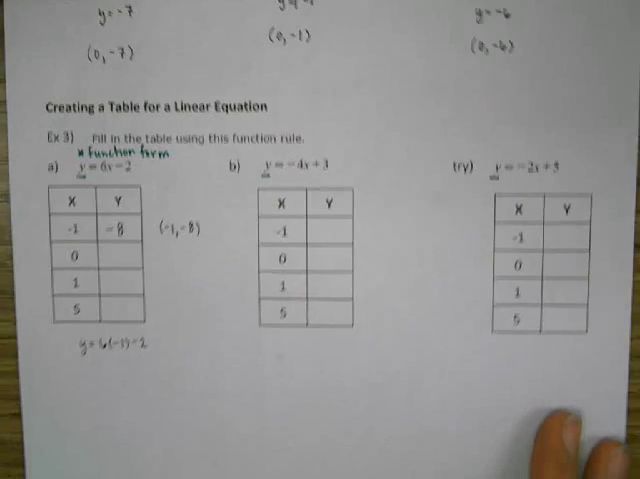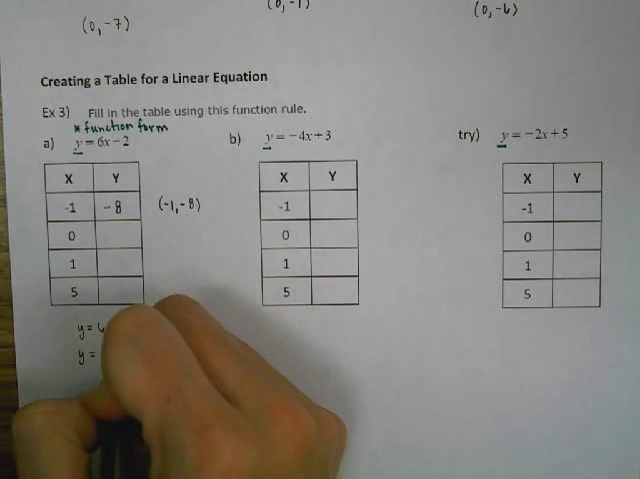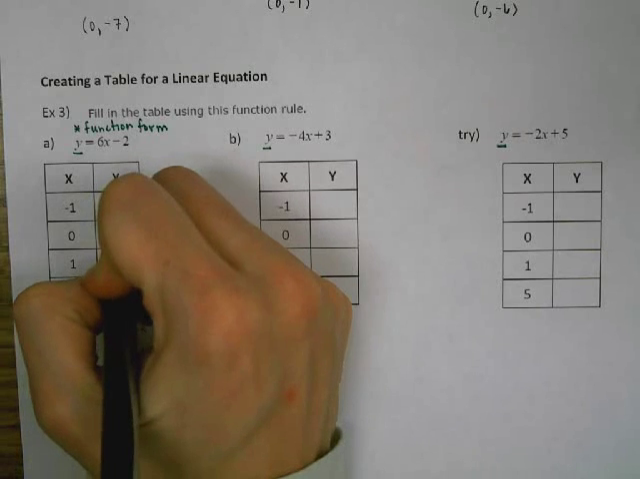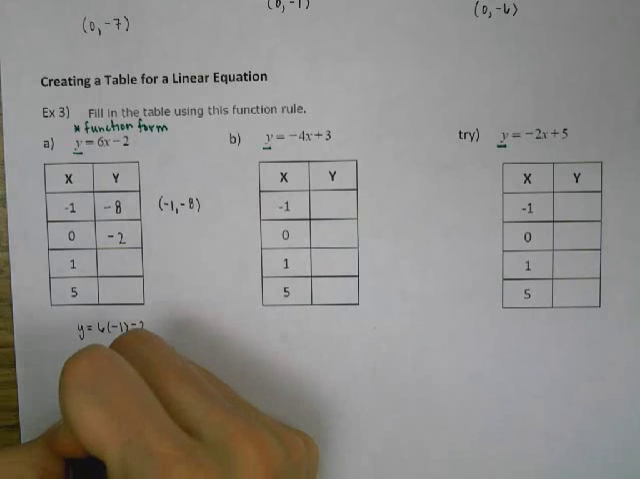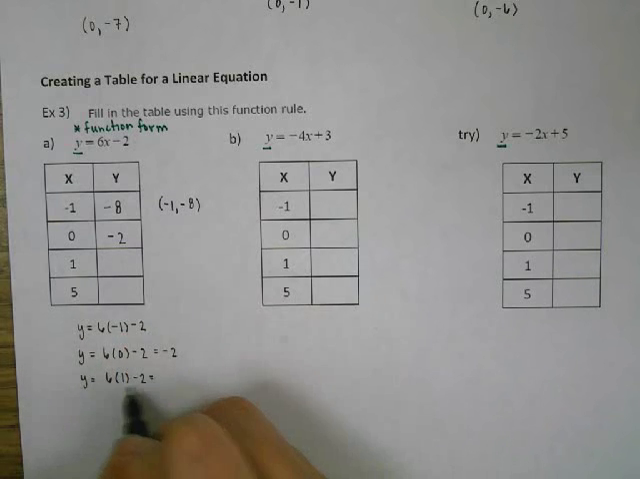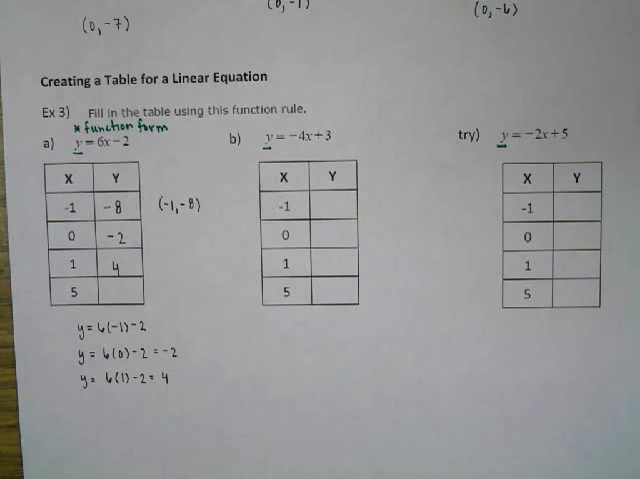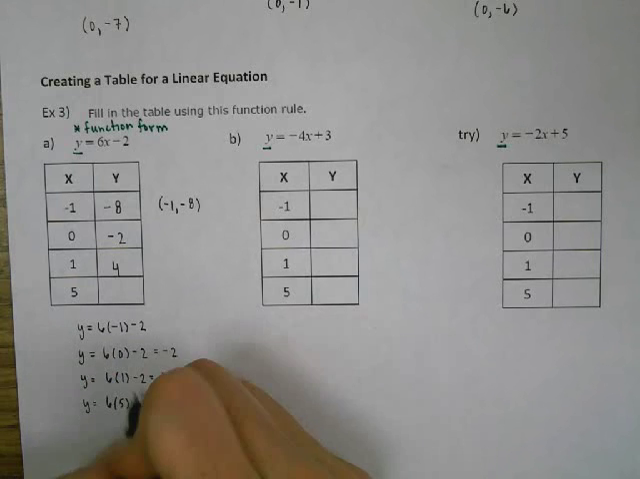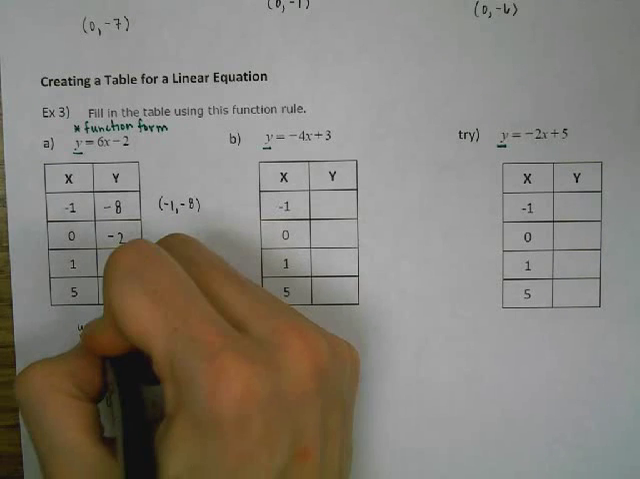And so then I just continue the same way through the rest of my x values. So now I have y equals 6 times 0 minus 2. If I plug that in, that's going to give me a negative 2 for y. Next, I have 6 times 1 minus 2. Well, that's just 6 minus 2, which is 4. So 4 is my y value. And last but not least, I have 6 times 5 minus 2, which is 30 minus 2, or 28.